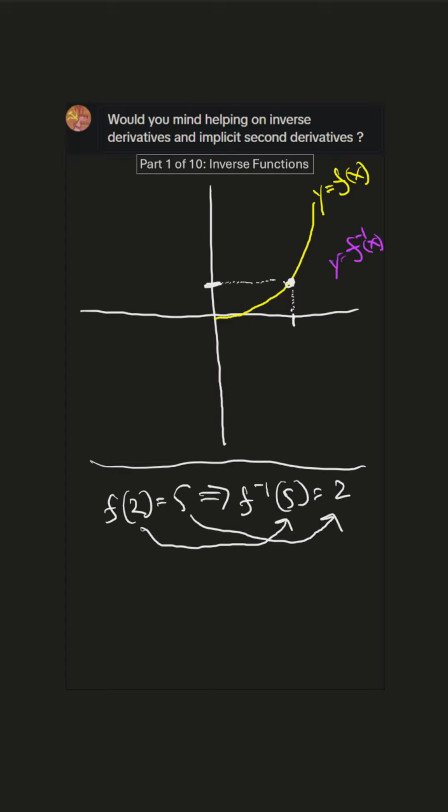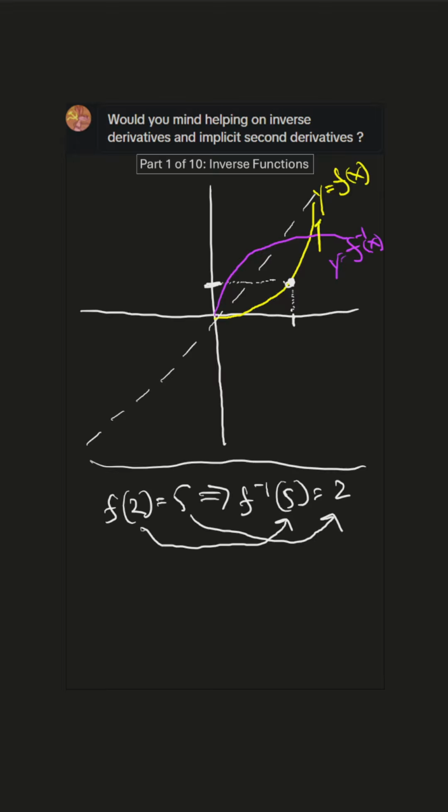Now to represent that graphically, we draw the y equals x line. And the inverse function gets flipped about the y equals x line. Because again, the x and the y values are swapped. The outputs of f become the inputs of f inverse. f inverse undoes f.